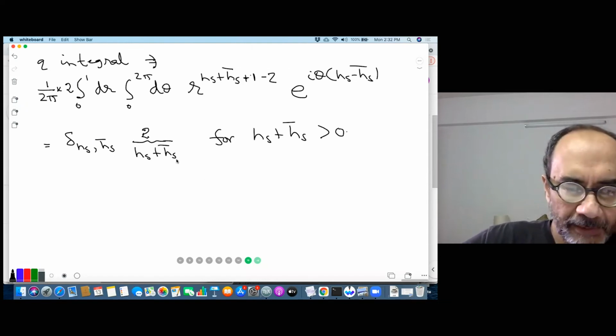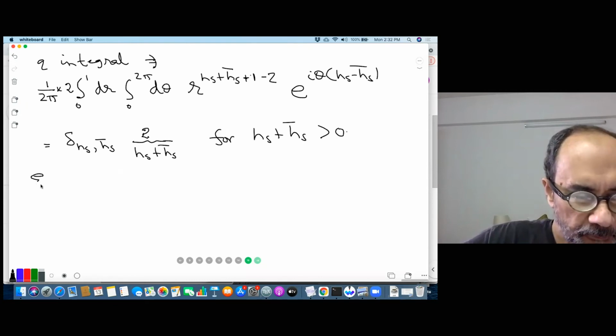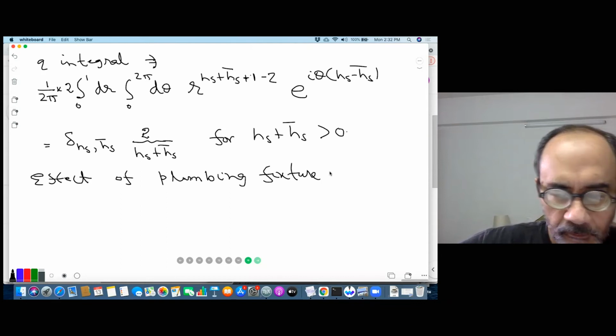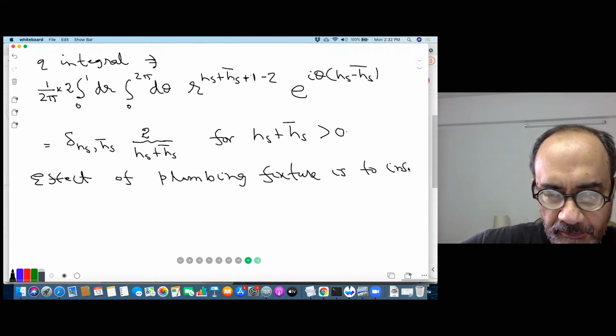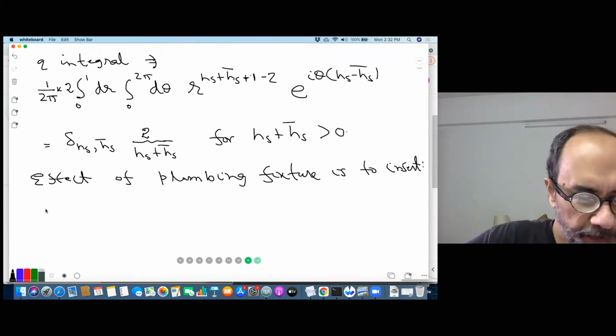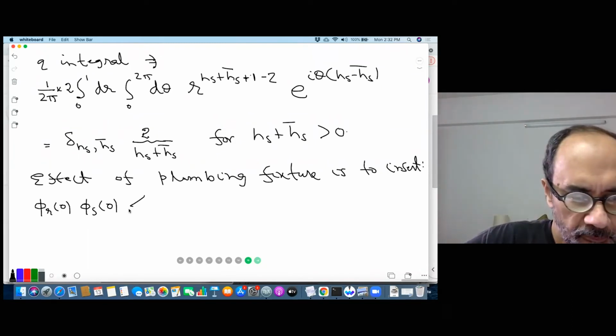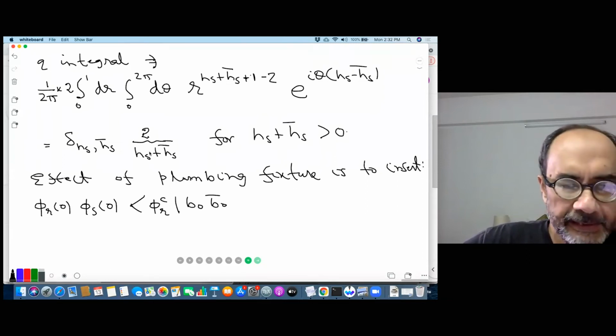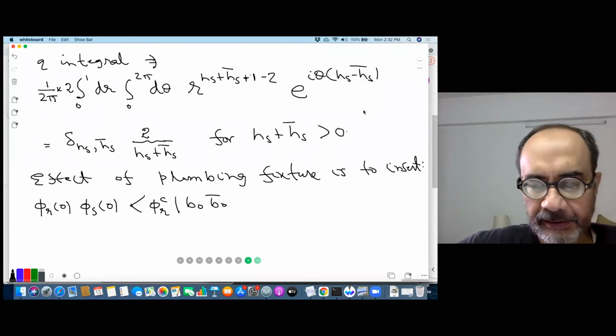So with this, now I can write down the full effect of the plumbing fixture. It is to insert the following quantity: phi r of 0, phi s of 0, phi r c, and b0 bar. This 2 over hs plus hs bar, I'm going to write in the following way.